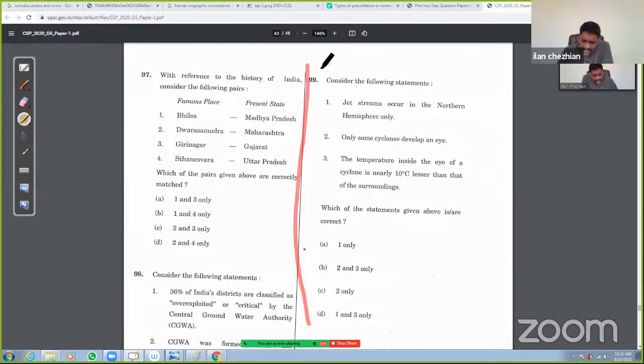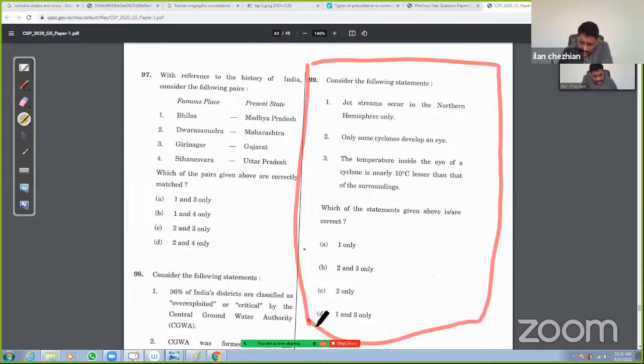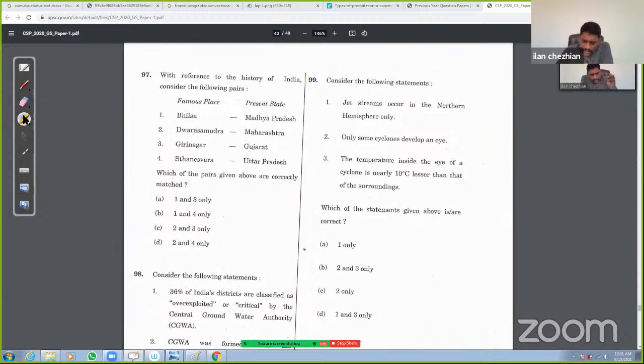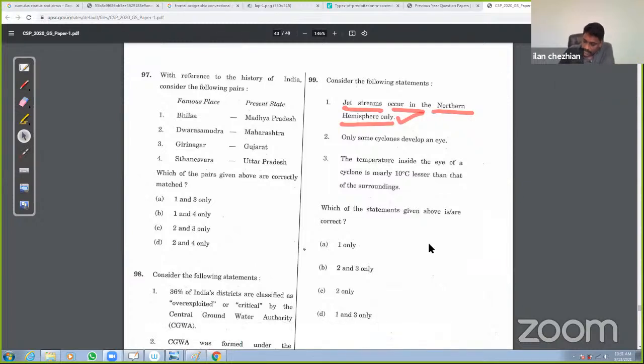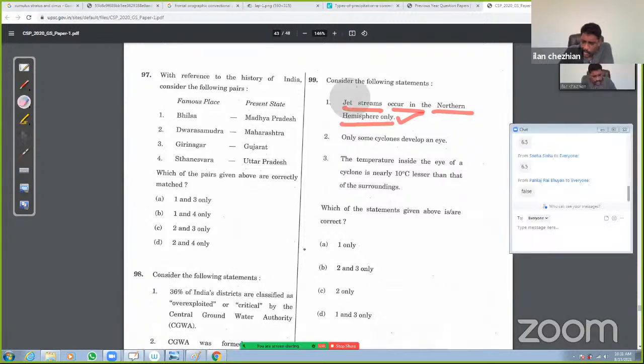Question number 99, last year's preliminary examination question. You simply have to tell me whether the given statement is right or wrong. That's it. Statement 1: Jet stream occurs in the northern hemisphere only. You tell me whether this is right or wrong, my friend. This is false. Why? Because jet streams are there in both the hemispheres.